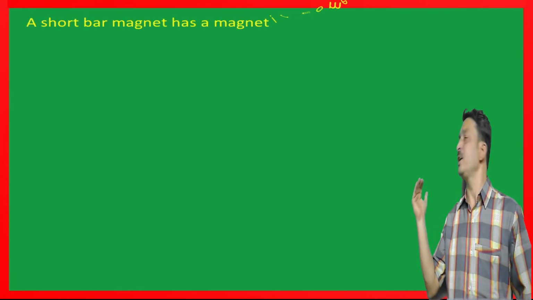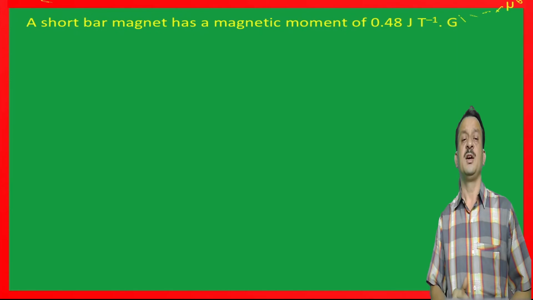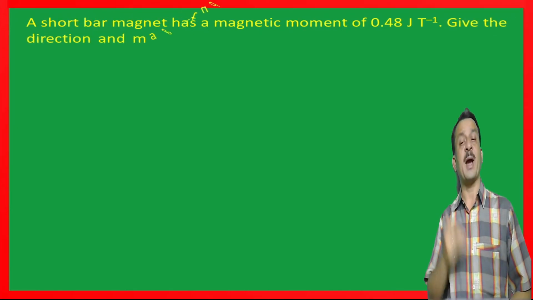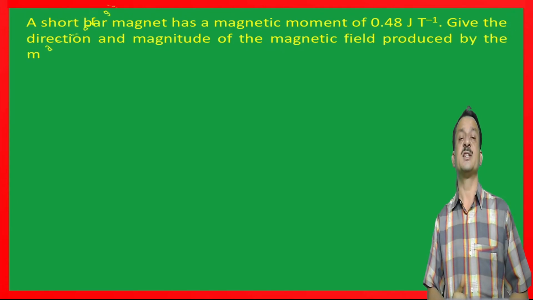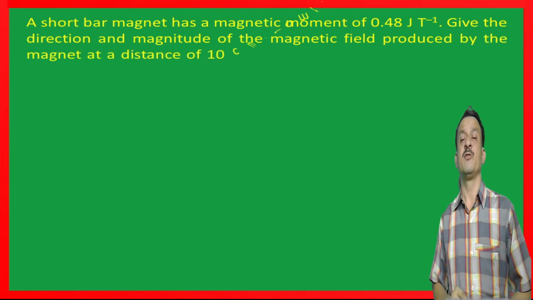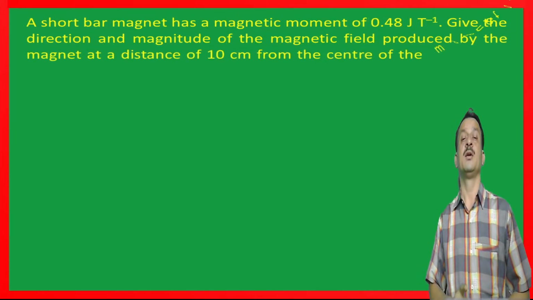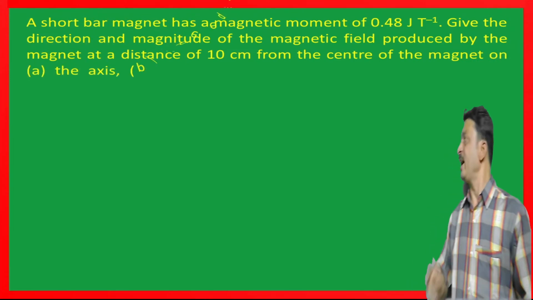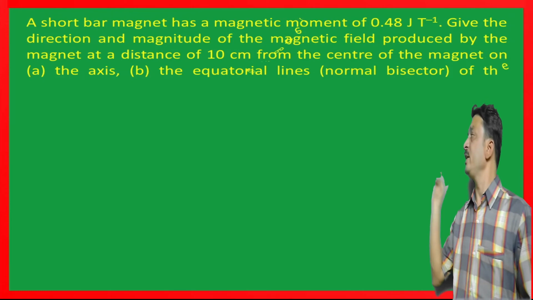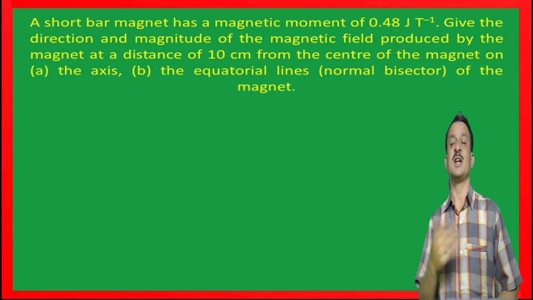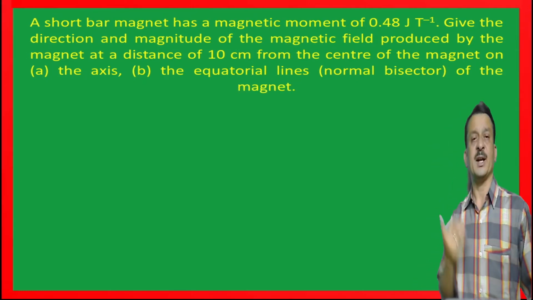A short bar magnet has a magnetic moment of 0.48 joules per Tesla. Give the direction and magnitude of the magnetic field produced by the magnet at a distance of 10 centimeter from the center of the magnet. Two cases: A along the axial point and B along the equatorial line, that is normal bisector of the magnet.